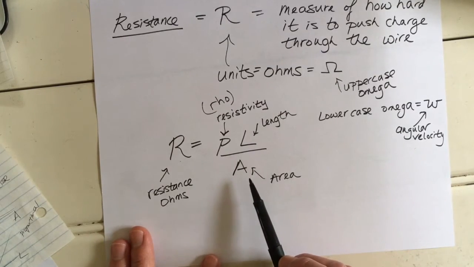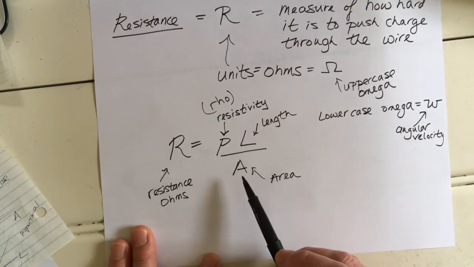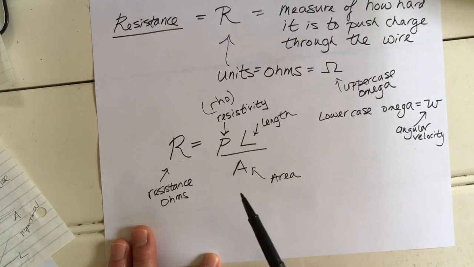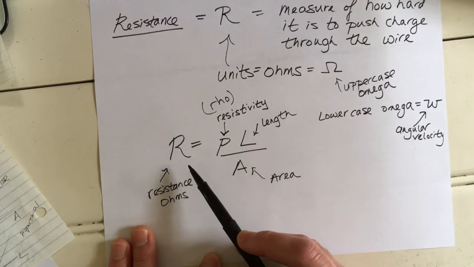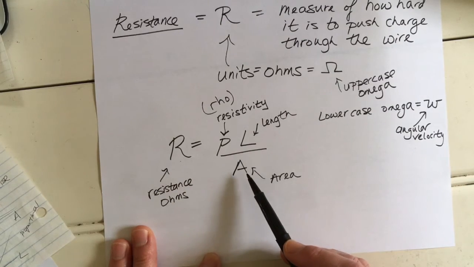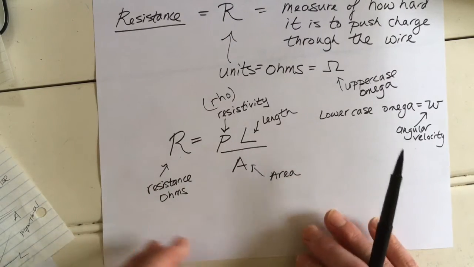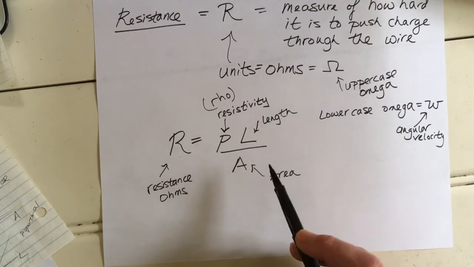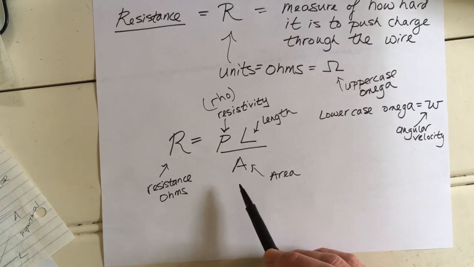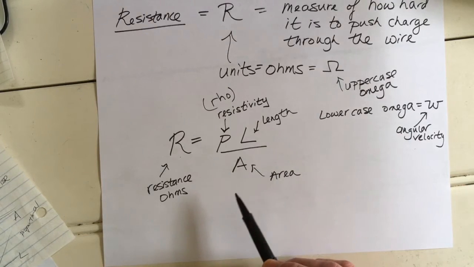Area, though, is on the bottom. So as area gets larger, this would be an inverse relationship with resistance. And so we would expect less resistance if we were to buy thicker wires, right? And if you ever hook up a speaker system, in your car or at home, the wires that are the best are the thicker wires, because they have less resistance.